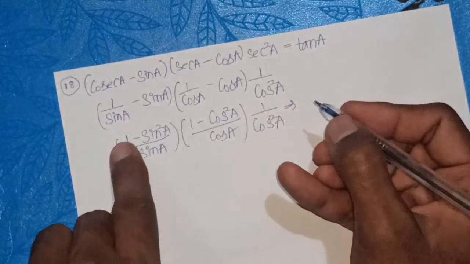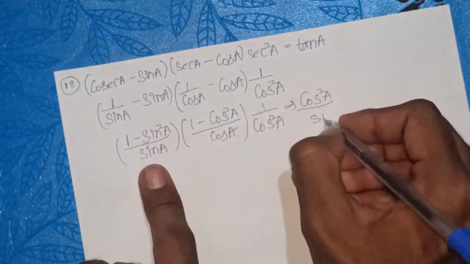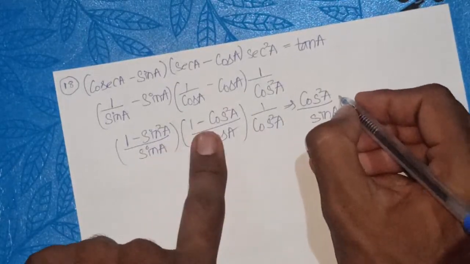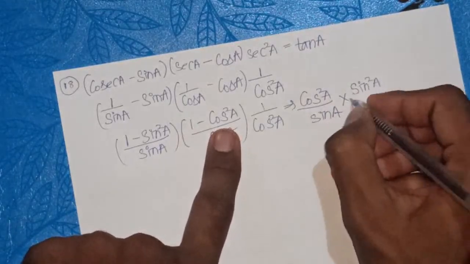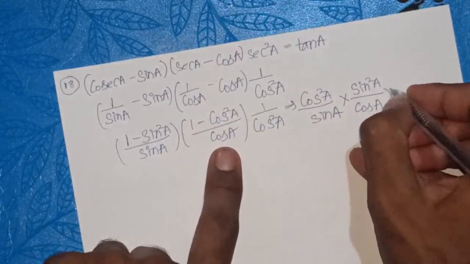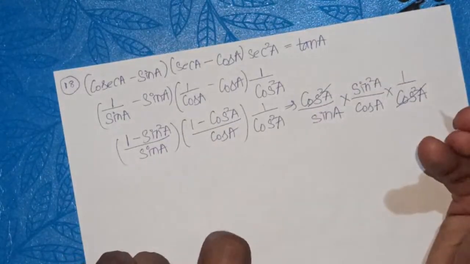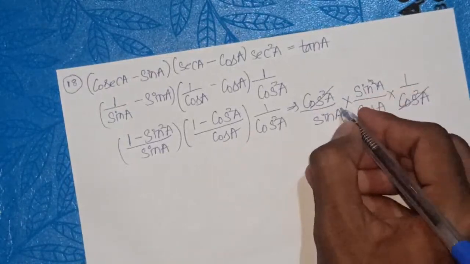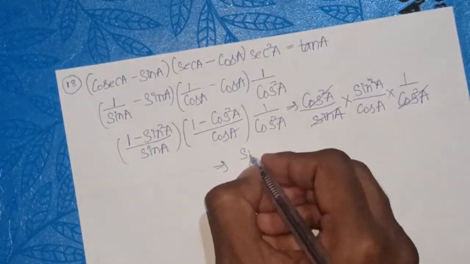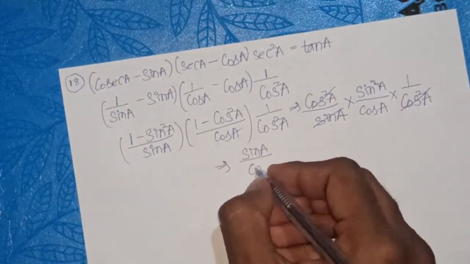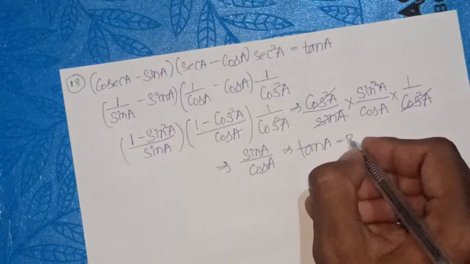1 minus sin square A can be written as cos square A, by sin A. 1 minus cos square A can be written as sin square A, divided by cos A into 1 by cos square A. Cos square A can be cancelled out, and one sin A can be cancelled out. Therefore, we are left with sin A by cos A, which can be written as tan A, which is our RHS.